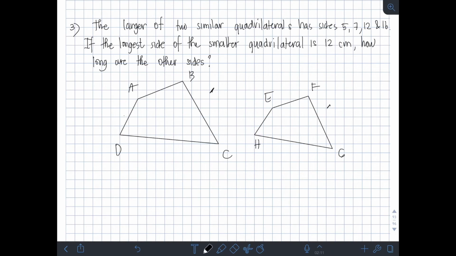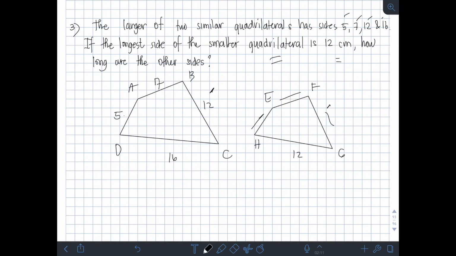So, labelan natin ng lengths ng side. So, sabi dun sa larger quadrilateral, yung lengths daw ng side is 5, 7, 12, and 16. So, let's say, yung pinakamaliit is 5, pangalawa is 7, pangatlo is 12, and yung largest is 16. Okay? Then, sabi dun sa smaller quadrilateral, yung largest side dapat is 12 cm. So, obviously, ito yung side na yon, right? So, side HG. So, dapat 12 cm. So, how long are the other sides? So, hanapin daw natin yung other sides nitong smaller quadrilateral. Itong HE, EF, and FG.